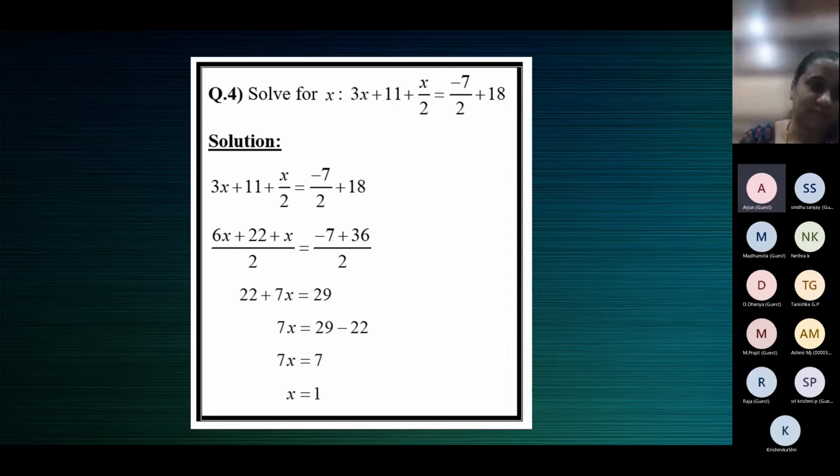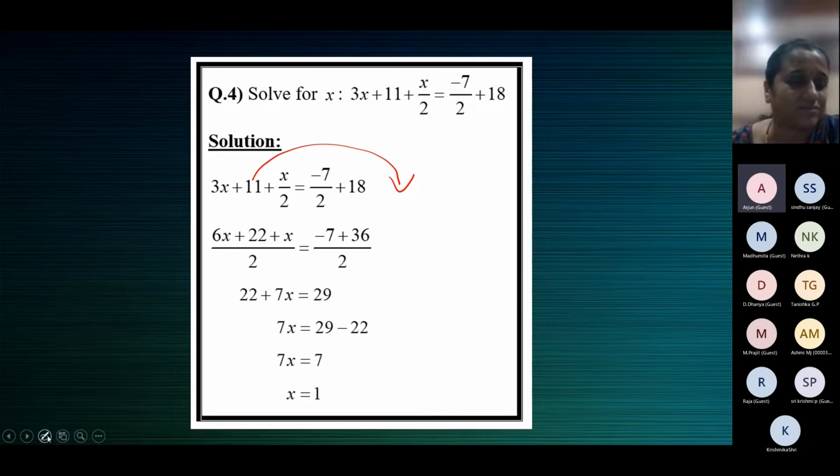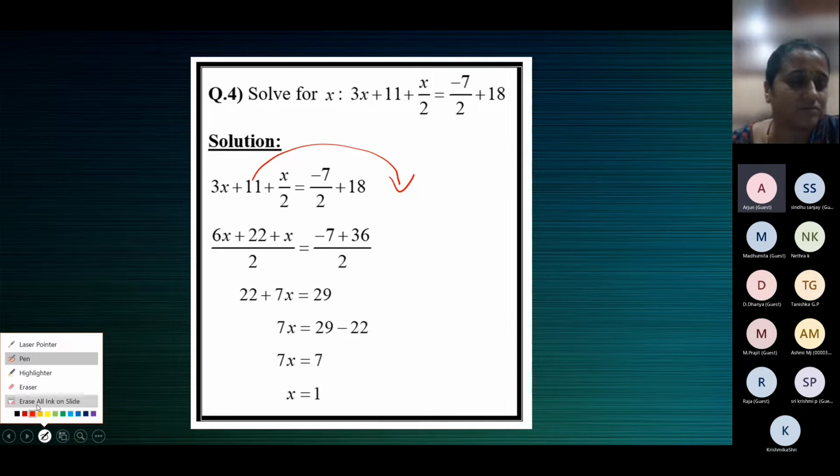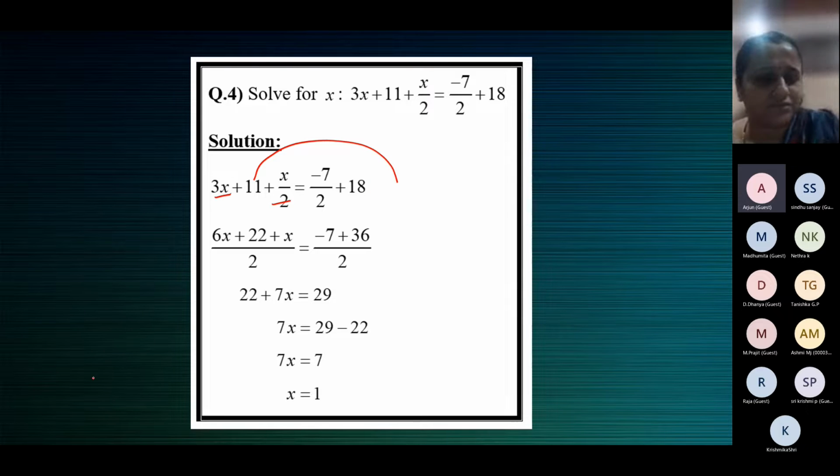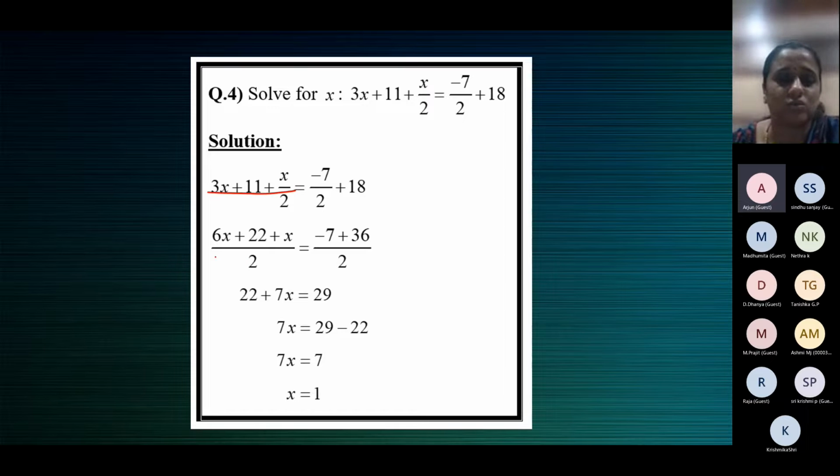See, you can calculate however you want. You can maybe take this number to this side and then take the LCM. All that is your choice. In any case, this is the answer. I have simply taken the LCM as it is given. I've not made any change. If you want to take the LCM for the x terms and the numbers separately, you can do that. So the LCM here is 2. And this side also the LCM is 2.